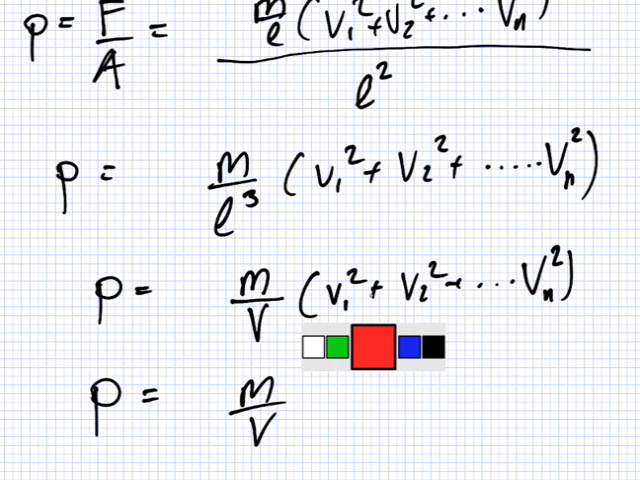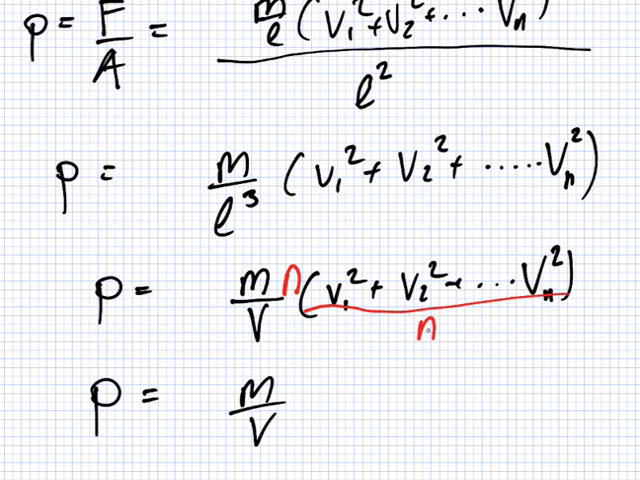Watch. I'll put an n here and an n here. When I add something up and divide by n, that's the average. So this will be n times the average velocity squared of the particles, their average speed squared.